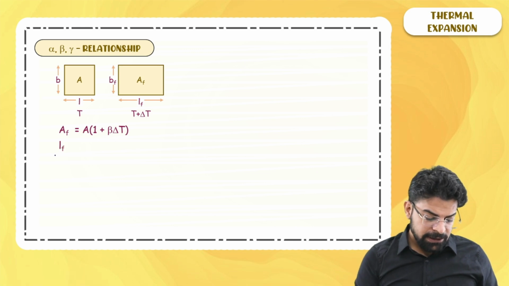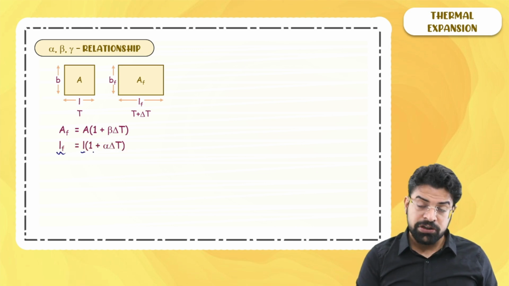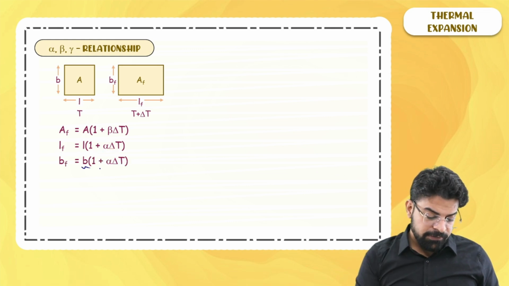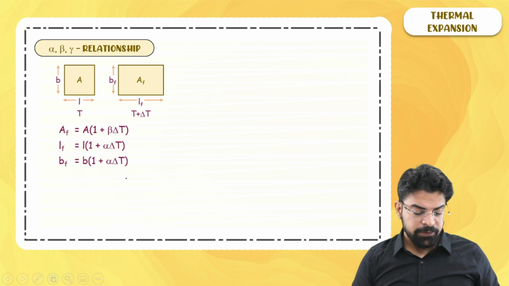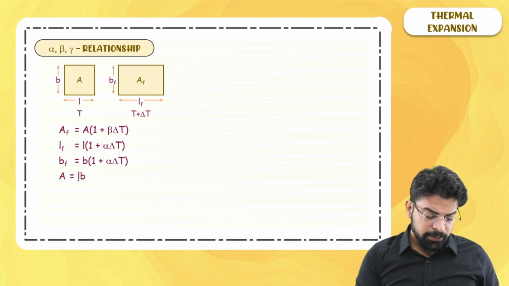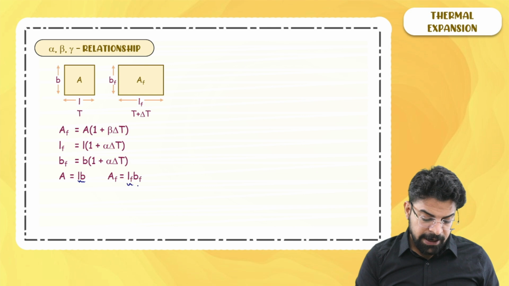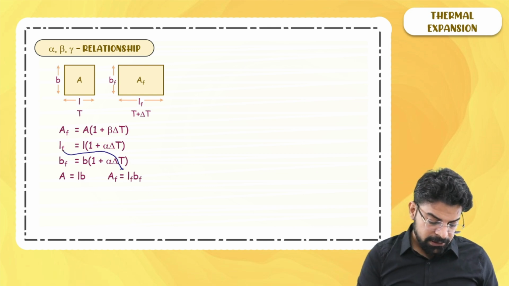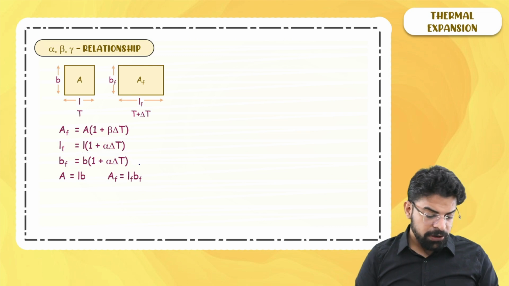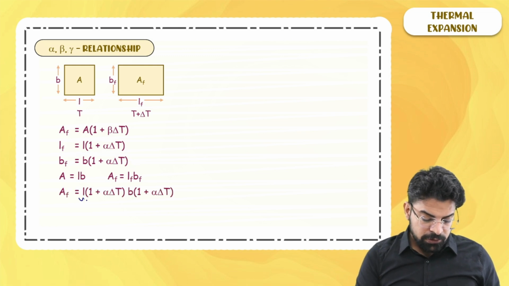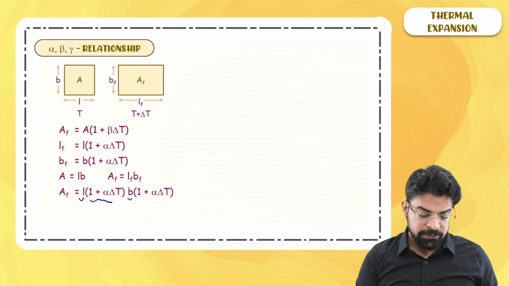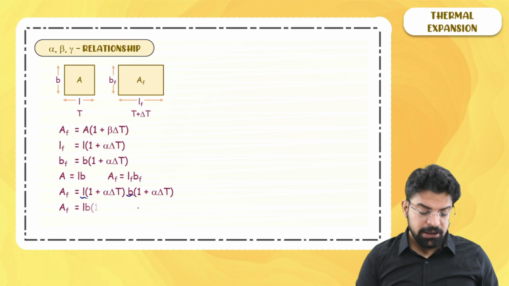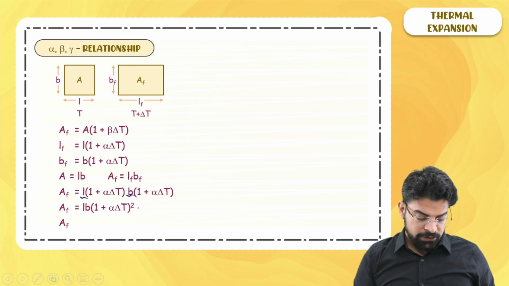And we can even say the final length will be equal to the original length into 1 plus alpha delta T. The final width equals the original width into 1 plus alpha delta T. And the final area can also be written as the final length into final width. So when you substitute the value of final length into final width, what you get is the final area equals l times 1 plus alpha delta t times b times 1 plus alpha delta t. So that gives you l into b times 1 plus alpha delta t whole square.